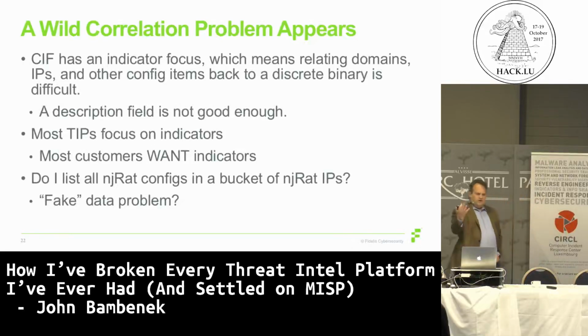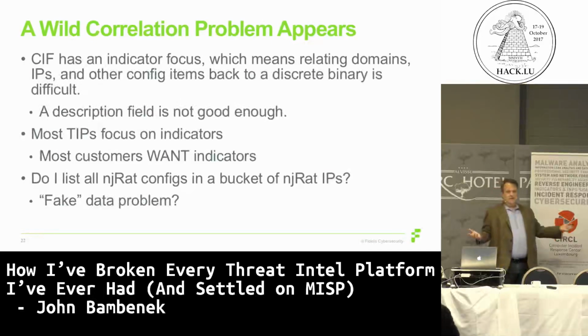So the correlation problem comes in. Hey, you know what? How do I list this? I can do, hey, here are all the IP addresses associated with NJRAT. But I'm not going to be able to disambiguate anything with that. It's just like, this IP address was tied to an NJRAT sample. I don't know anything much else about everything else because I've had to discard all of that data. And that's not a good outcome.